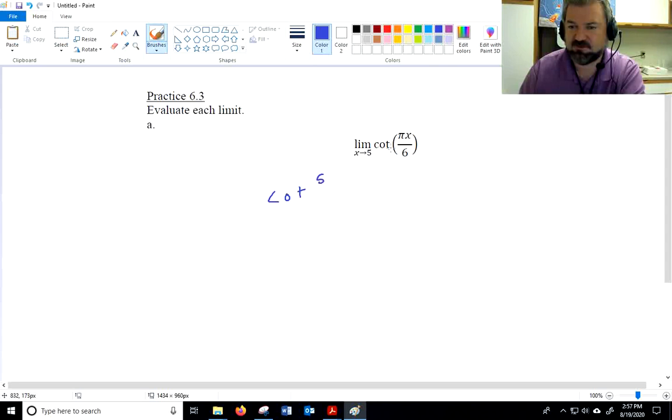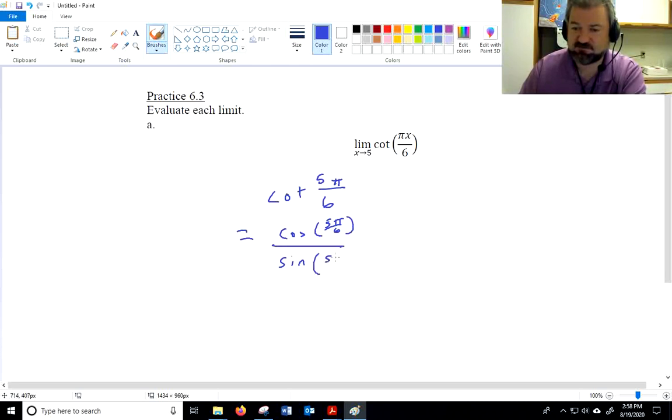Cotangent of pi times 5, I'll just call it 5 pi over 6. All right, so that is cosine over sine. We could find the cosine of each one and the sine of each one. It's also 1 over tangent. It'd be nice if you had your tangents memorized. I'll go ahead and show this as cosine over sine. Remember, tangent is sine over cosine. This is cosine over sine because it's tangent flipped over.